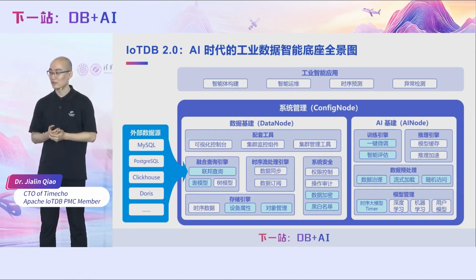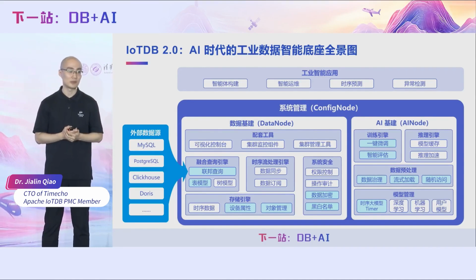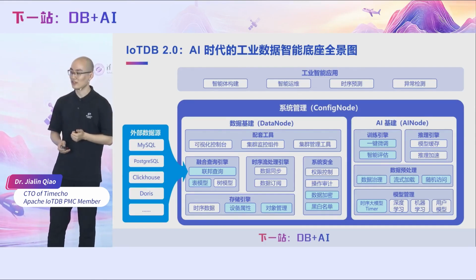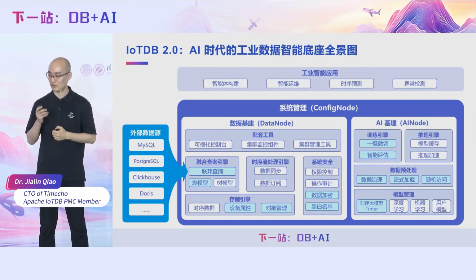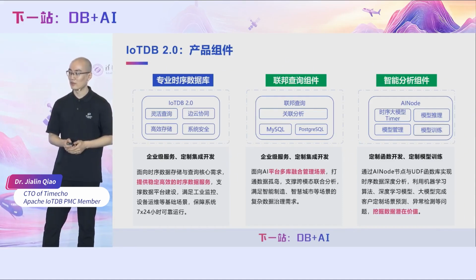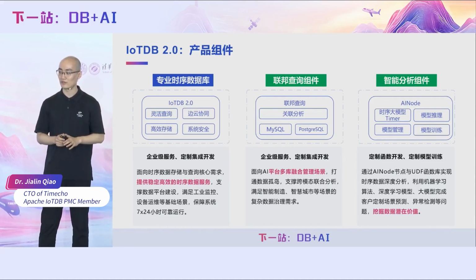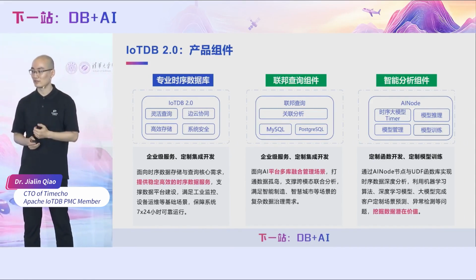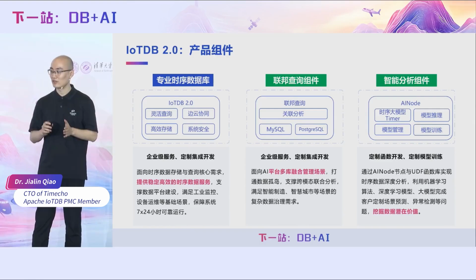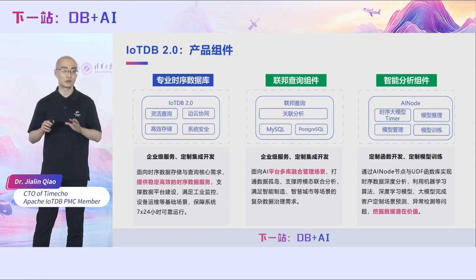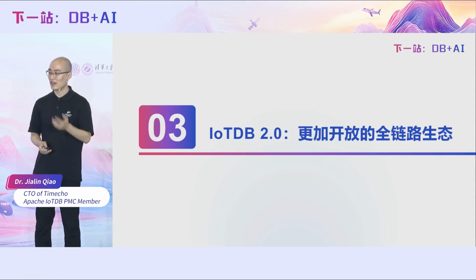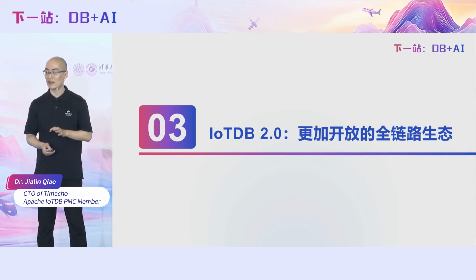Building on this, we support a wider range of industrial intelligence applications, including construction of intelligent agents. This also covers intelligent operations and maintenance, real-time prediction and detection. Our product has 3 components. First, a professional time series database, a complete product. Then 2 extension modules, a federated query module and an intelligent analytics module. These can be plugged in as needed. Next, let's take a look at IoTDB's increasingly open and end-to-end ecosystem.